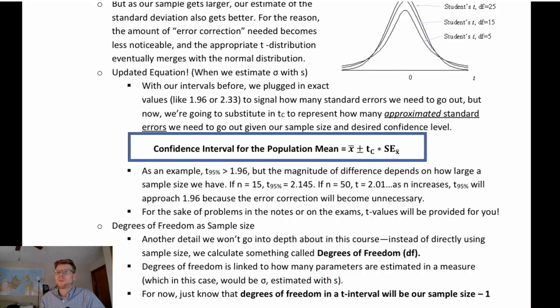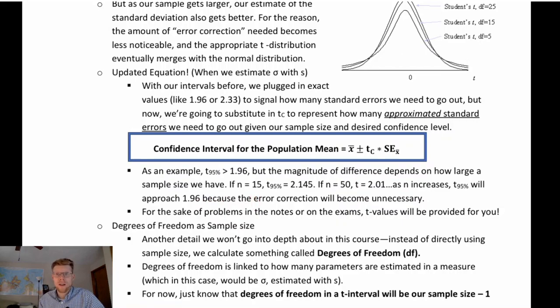So for example, the t-value for 95% confidence is always going to be greater than 1.96. But that magnitude of difference depends on how large a sample size we have. So if my sample size is 15, that t-value is going to be 2.145. If n equals 50, it's going to be 2.01. And as n increases, t 95% is going to approach that 1.96 value closer and closer.